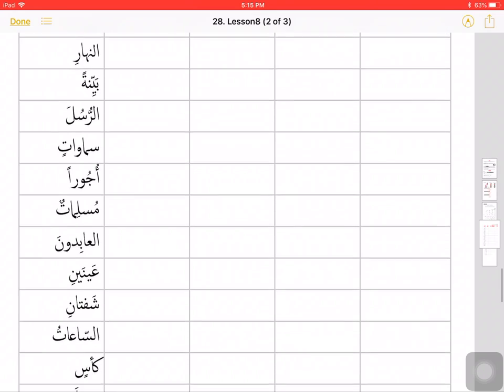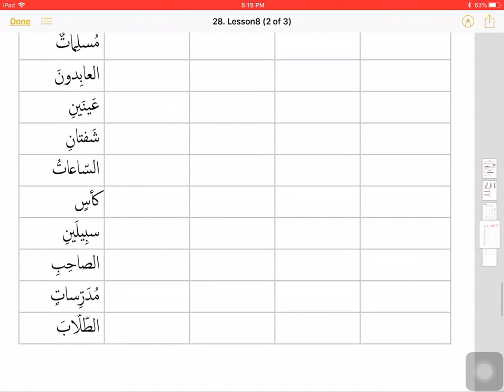Aini ending is either nasb or jar. Shafatani, it is mu'annath. It is muthanna. It is nakira, ani ending, so it is raf. As-sa'atu, it is mu'annath, jama mu'annath salim. It is ma'rifa because of al, and the ending tells me it is raf, atu ending. Ka'sin is mu'annath, it is mufrad, it is nakira, and it is jar.